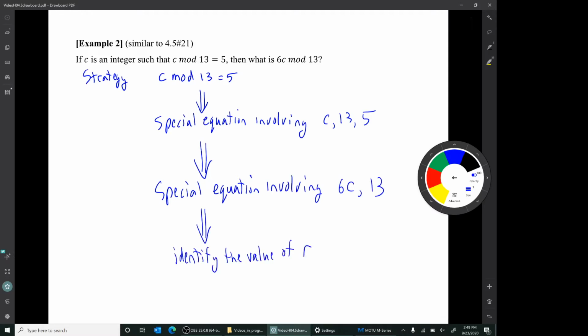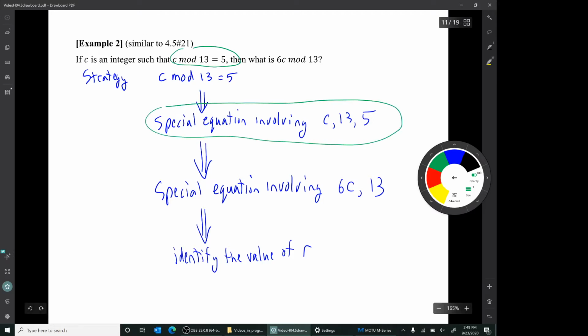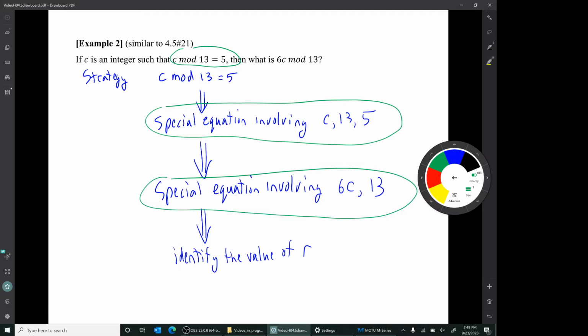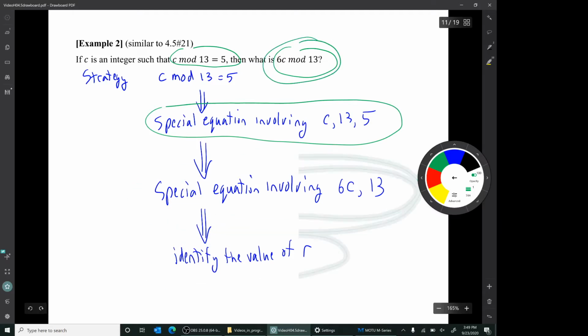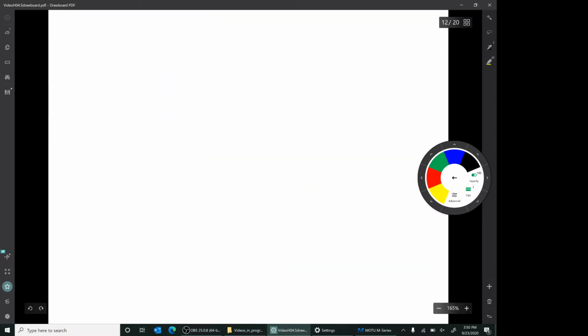So our strategy is, from this given information that c mod 13 is equal to 5, we'll write the special equation involving c and 13 and 5. And then from that, we'll get a special equation involving 6c and 13. That's going to be useful for answering that question. From this special equation, we'll be able to answer that question by finding the value of r. So let's do that on the next page.